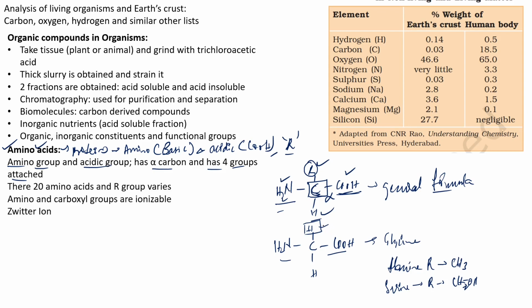Generally, you see that in nature the amino acids are around 20 in number. Whatever proteins you consider, ultimately they are made up of repetitive units of these 20 amino acids only, and the R group basically varies. So let us look into some other chemical properties of the amino acids.